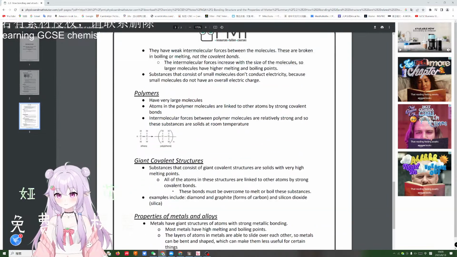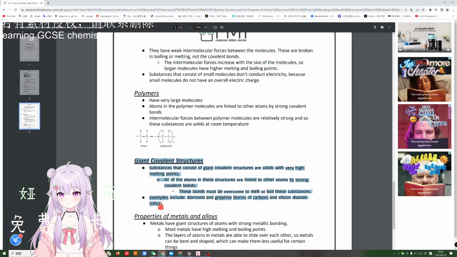So then we have giant covalent structures.